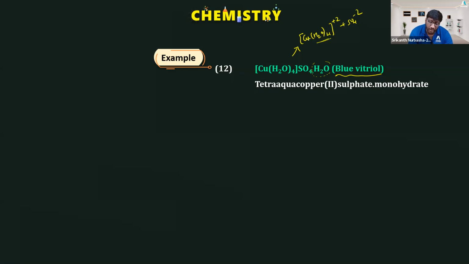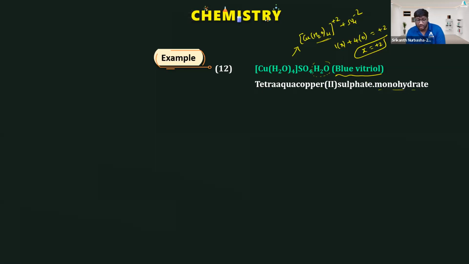Tetraaquacopper. The oxidation state of copper: 1 copper, 1 into X, plus 4 H2O, 4 into 0, equals +2. So X is equal to +2, where X is the oxidation state of copper. So tetraaquacopper(II) sulfate monohydrate, because it is hydrated. If it is .2H2O, it is dihydrate. In case in all four options there is no hydrate mentioned, then you can stick with tetraaquacopper(II) sulfate.